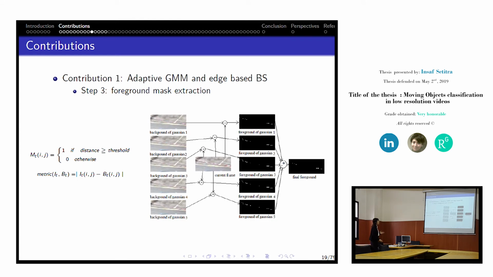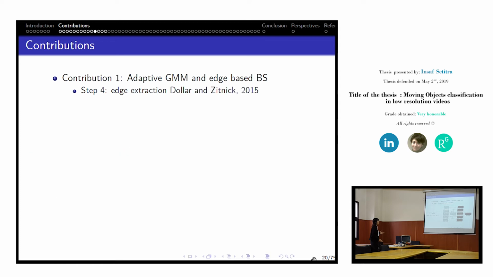Foreground is then extracted for each of the Gaussians with thresholding. To have the final mask, a pixel-wise multiplication of all resulting masks is applied. Edges are extracted using the trained random decision forest model proposed by Dollar and Zitnick in 2015. In the following, we do not give details about the training phase as it is described in the manuscript, but explain how edges are extracted.